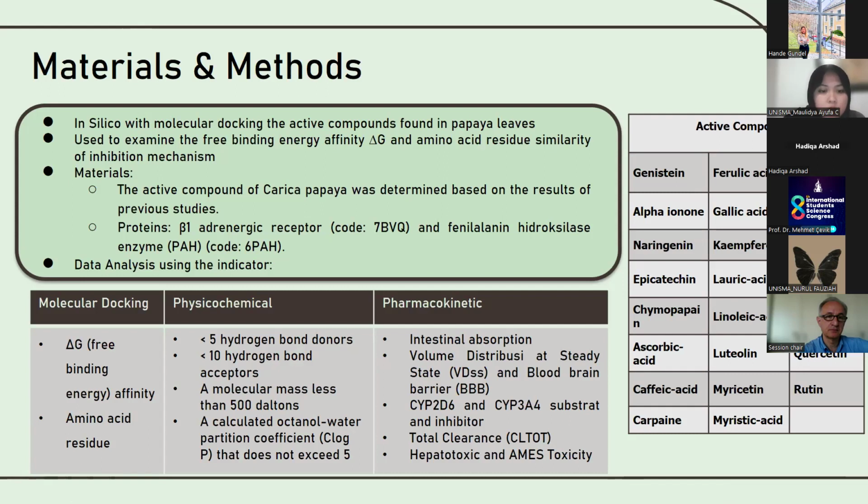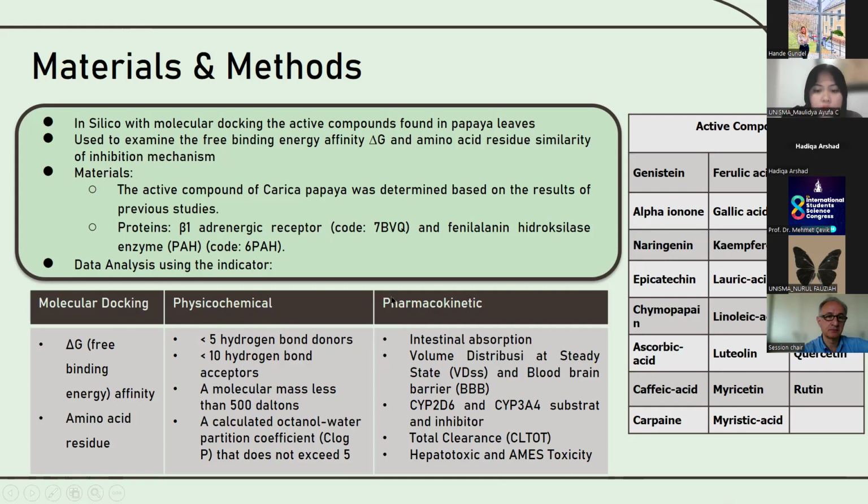And for data analysis, the indicators for molecular docking are delta G, or free binding energy affinity, and amino acid residue. And for physicochemical properties, we use the Lipinski rules, which contain: first, less than 5 hydrogen bond donors and less than 10 hydrogen bond acceptors, and a molecular mass less than 500 daltons, and a calculated octanol-water partition coefficient, or logP, that doesn't exceed 5.